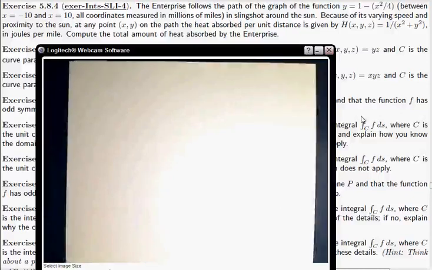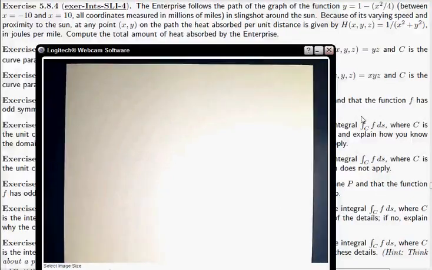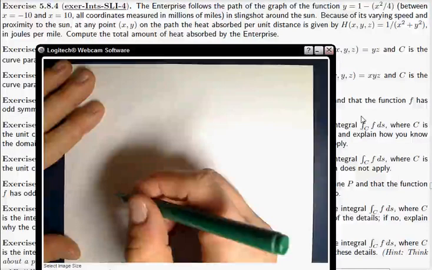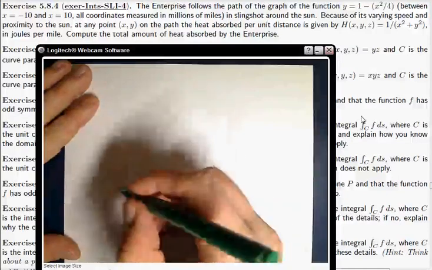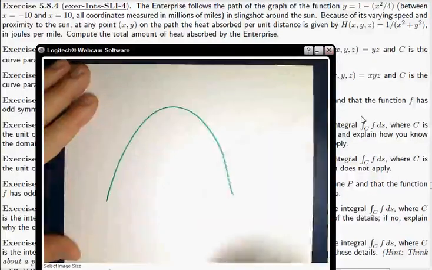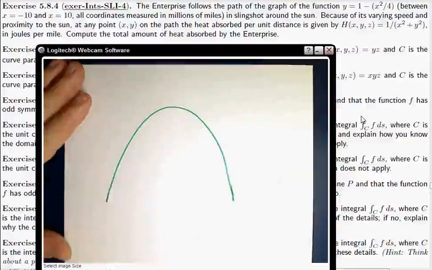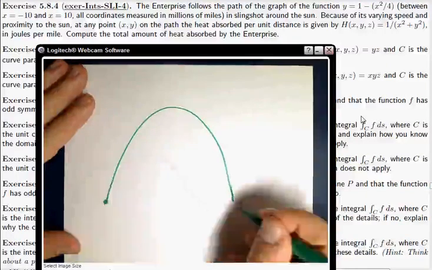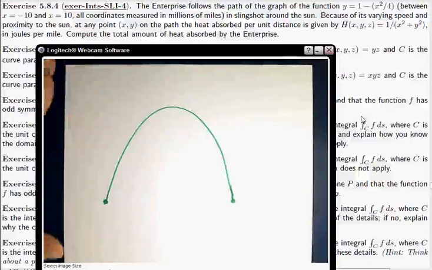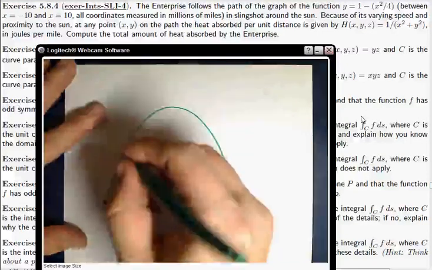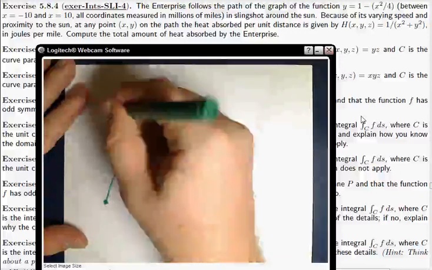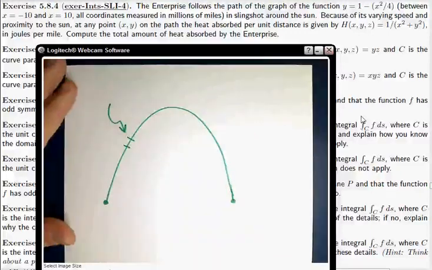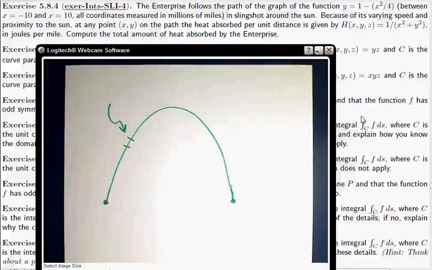Okay, so story aside, we have here some path, and there's a starting point and an ending point. And let's see here, in any given little bit of this curve, we have given to us heat absorbed per unit distance.